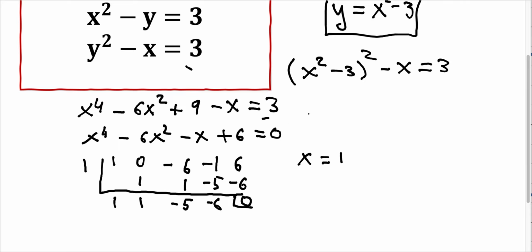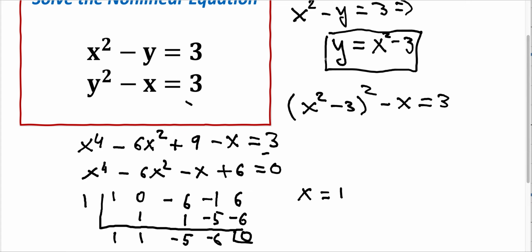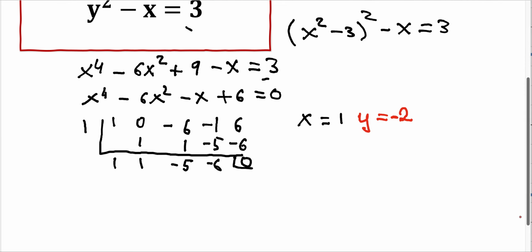But what's going to be the y? So now we are plugging in here x is equal to 1. 1 squared minus 3 is minus 2. So y is minus 2. So this is one solution set: x is 1, y is equal to minus 2. One of the solutions. And what is the other solution?